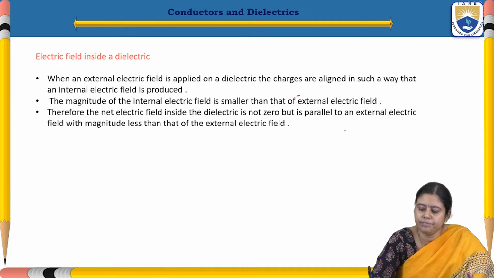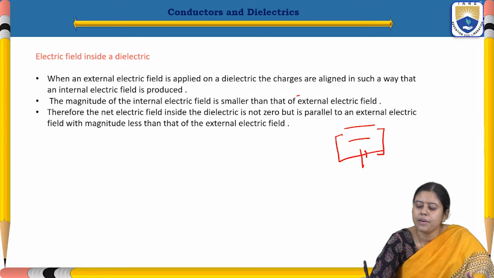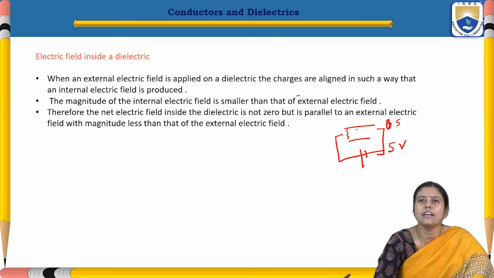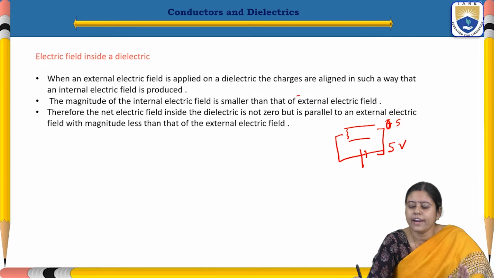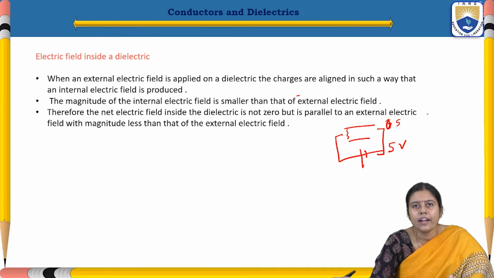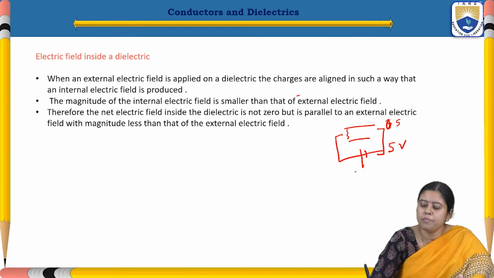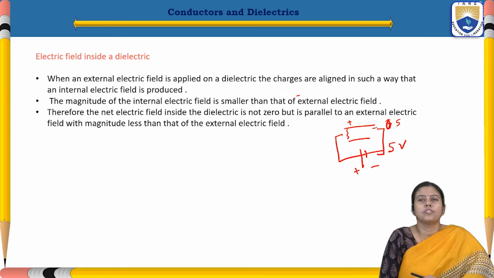Say we have a dielectric medium here. We are giving some voltage of 5 volt, and inside the voltage is 4.5 volt, so there is a difference of 0.5 volt. So internally there is a net electric field. Inside is 4.5 volt, and the direction of this is parallel to the main electric field. If this side is positive, this is also positive. If it is negative, this side will also be negative.